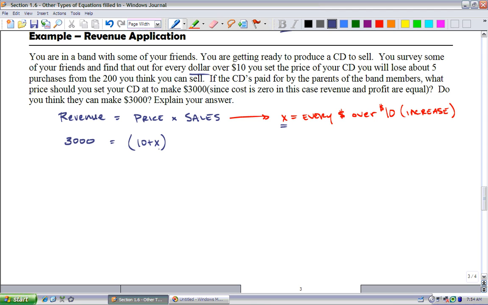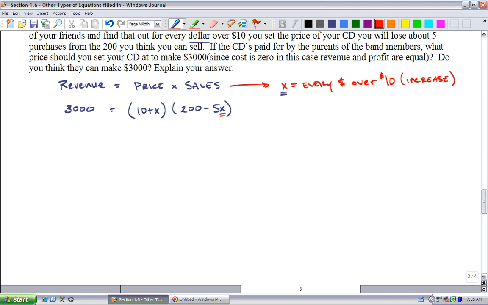And then we realize, look, we have 200 that we think we could sell for $10. But for every dollar increase, we are going to lose 5 people. And so again, to interpret this, you have to understand that this x is the dollar over $10. For every dollar over $10, we're going to lose 5 people, so we're going to lose 5 sales. Okay, so the question is, can we make $3,000? And what would the price of our CD have to be to make that $3,000?